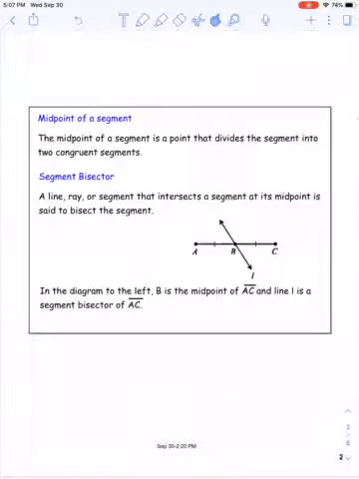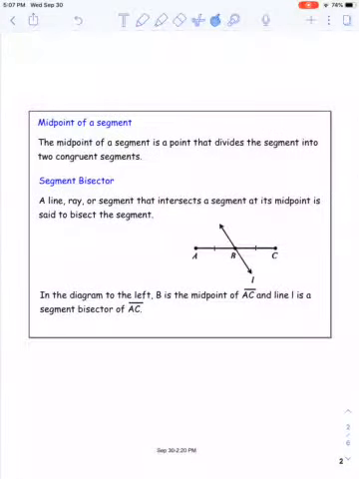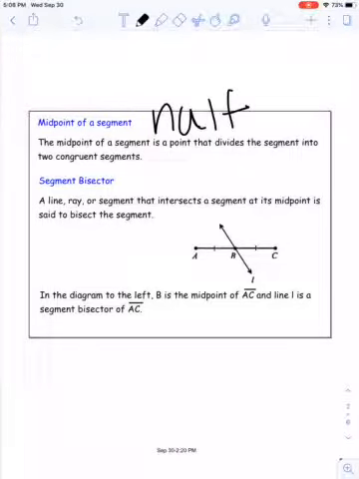All right, so we have some definitions. So midpoint of a segment. The midpoint of a segment is a point that divides the segment into two congruent segments. So that means that I am dividing my segment in half. Okay, and each side equals the same number. So if one side equals 5, the other side equals 5. A segment bisector is a line, ray, or segment that intersects a segment at its midpoint. It is said to bisect the segment.